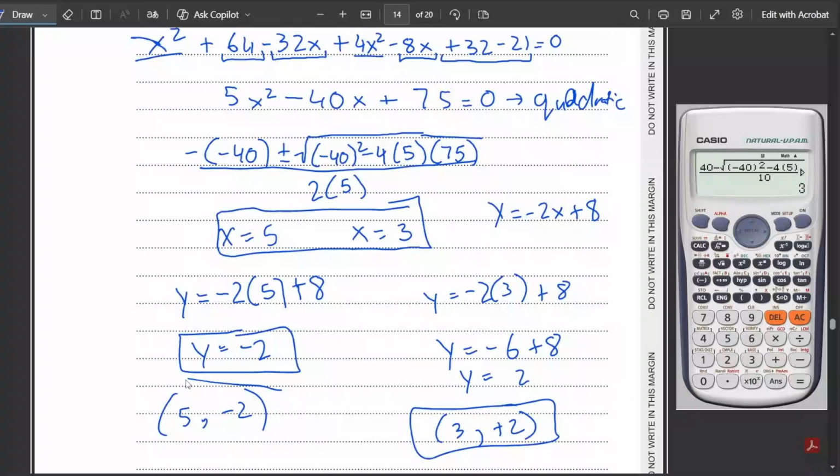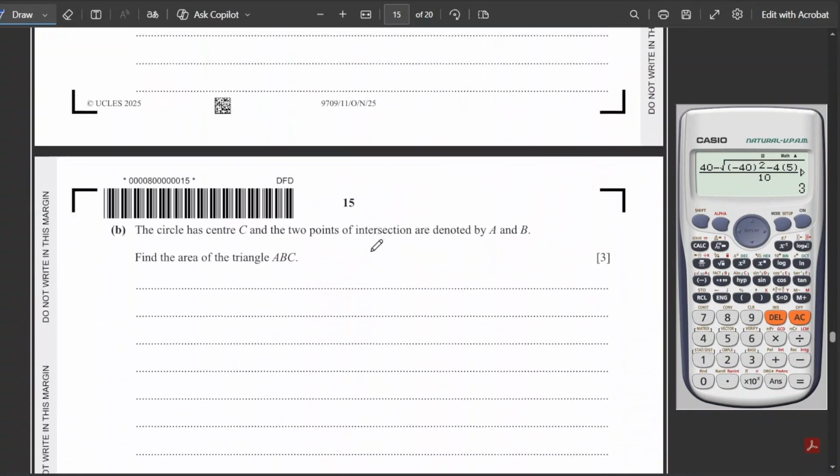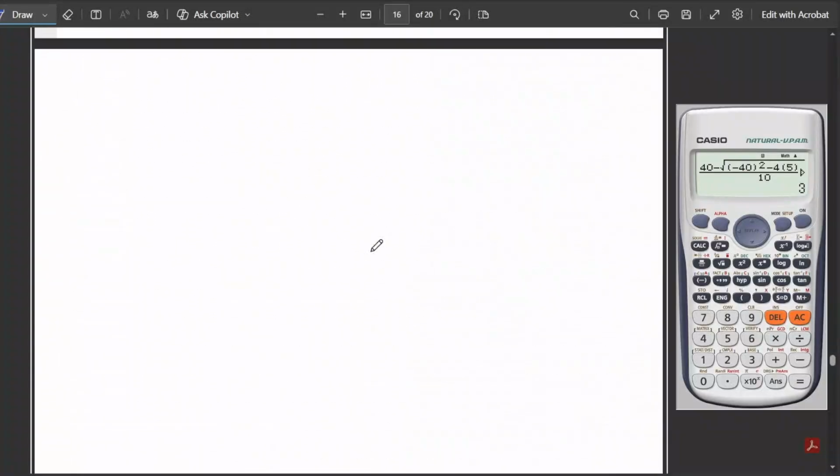So these are the 2 coordinates I have. So these are the 2 points of intersection. Okay, let's move on to part B. Part B says, do we have a part C? I don't think so. Okay, no part C.